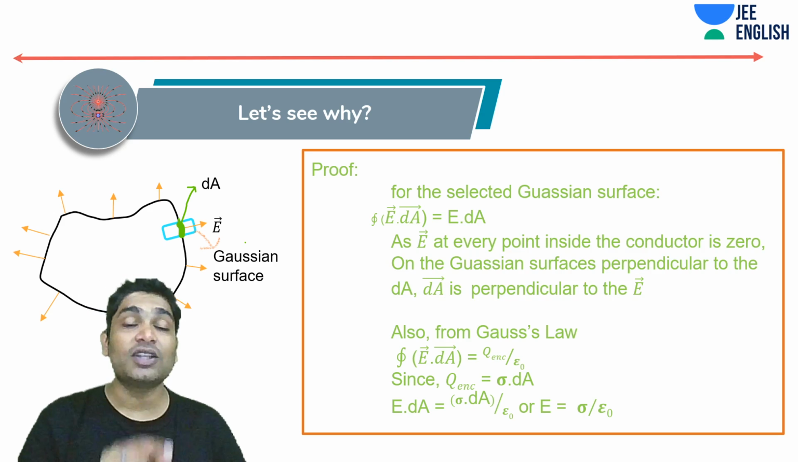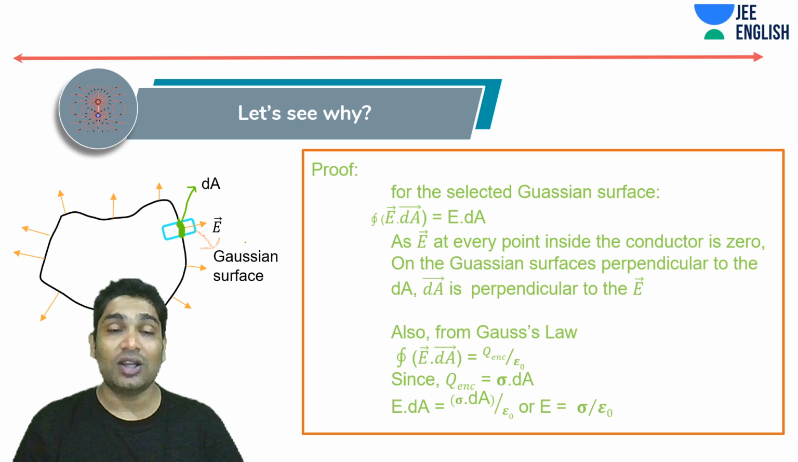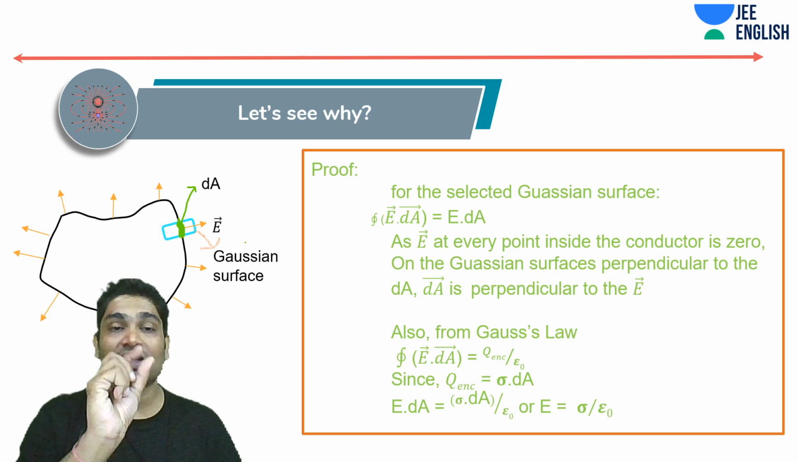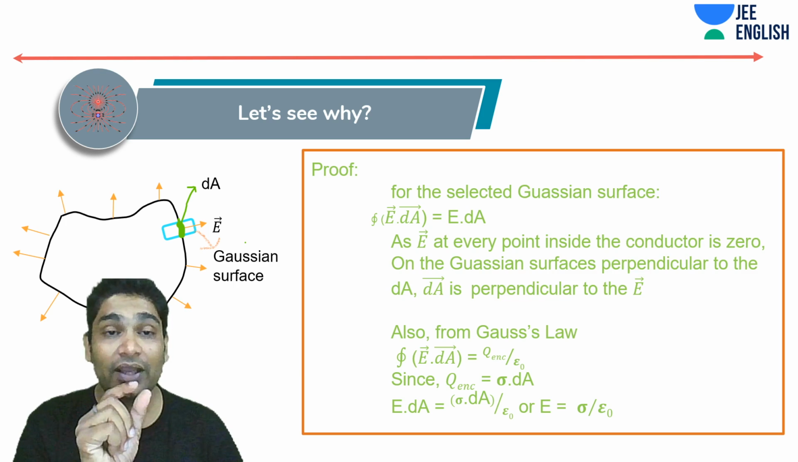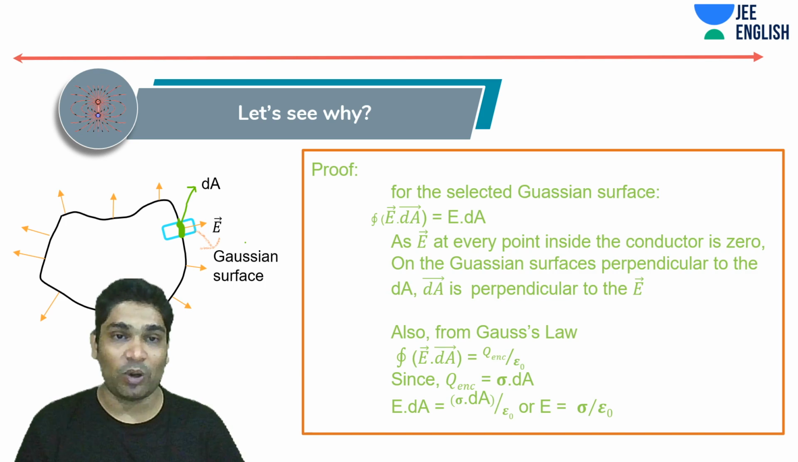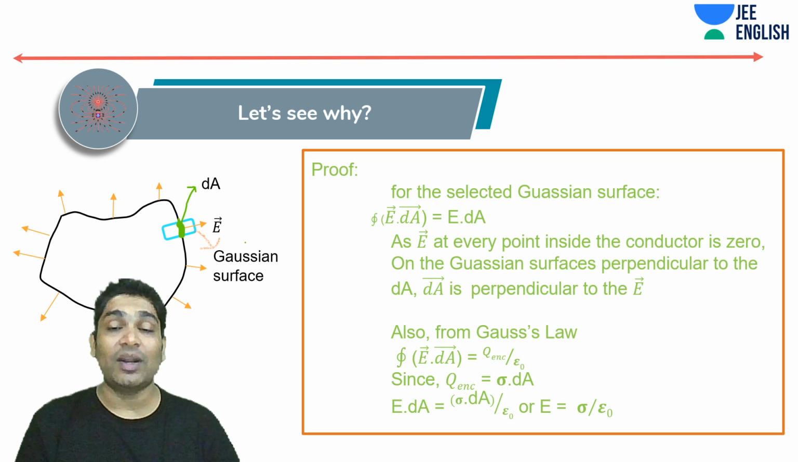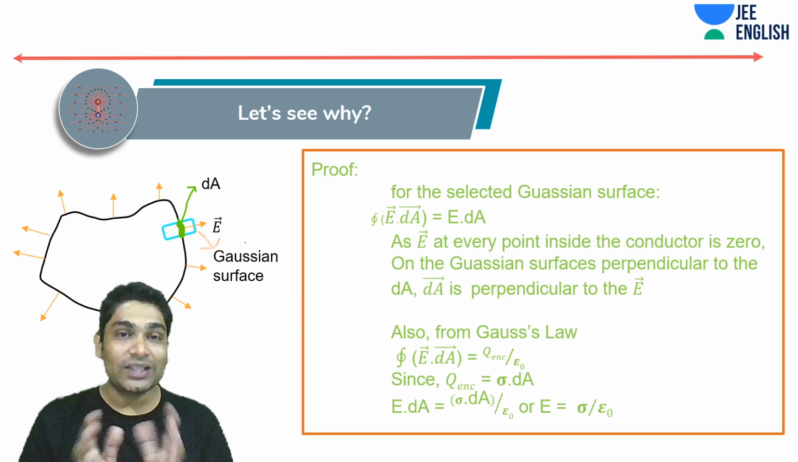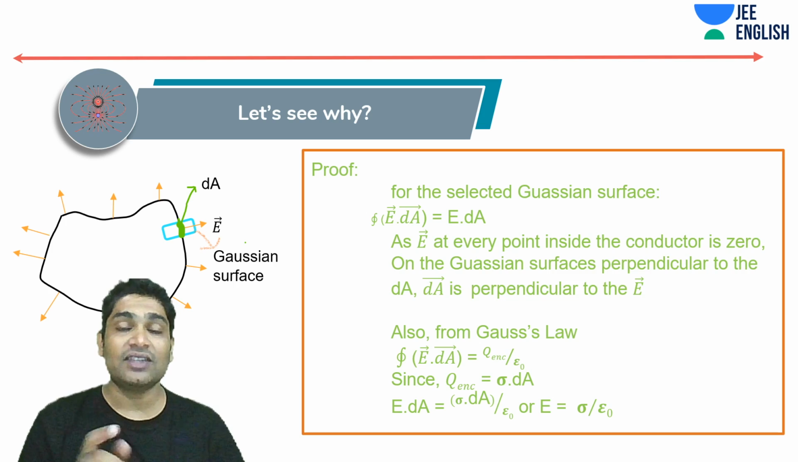Now I've shown a small area dA of the conductor that is enclosed in our Gaussian surface, right? So what is the charge enclosed? Charge enclosed would be the charge on this dA, right? So the charge enclosed will be sigma times dA, sigma being the charge density at this point. So when I equate E dA with sigma dA over epsilon naught, I get E equals sigma over epsilon naught. I hope this derivation is clear to everybody. Please go through it once again because this is very important.